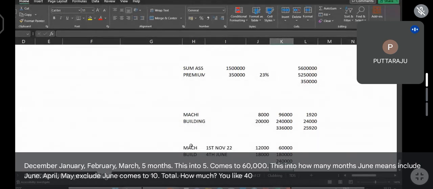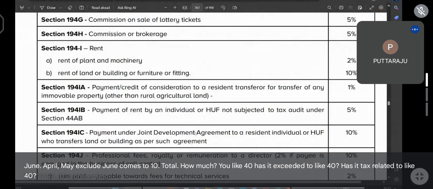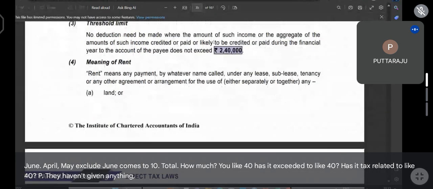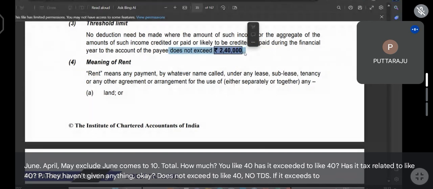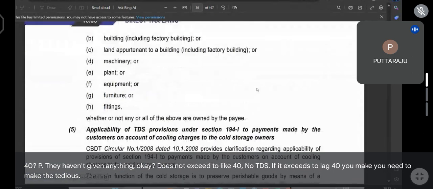Total how much? 2,40,000. Has it exceeded 2,40,000? See, they haven't given anything. Okay, it does not exceed 2,40,000, so no TDS. If it exceeds 2,40,000, you need to make the TDS. Understood?